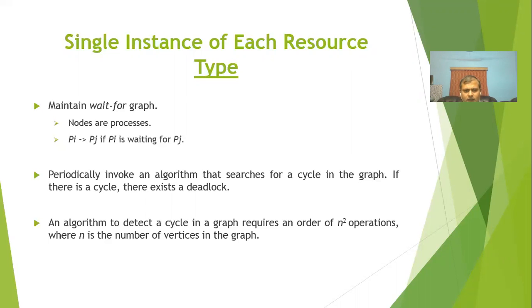So basically, using the wait-for graph, we can periodically invoke an algorithm that will search for the existence of deadlock in the environment. Now, an algorithm to detect a cycle in the graph requires an order of n squared operations, where n is the number of vertices in the graph. While doing so, if there exists some sort of cycle in the graph, then we can say a deadlock has occurred.